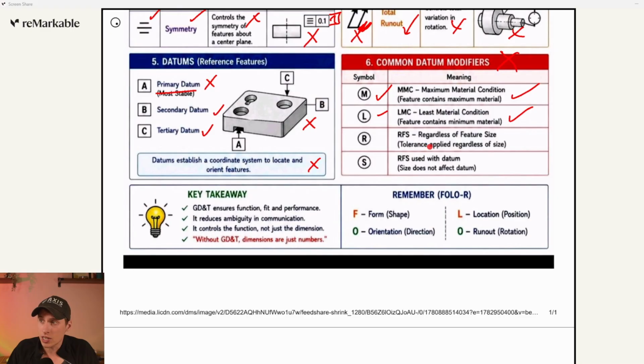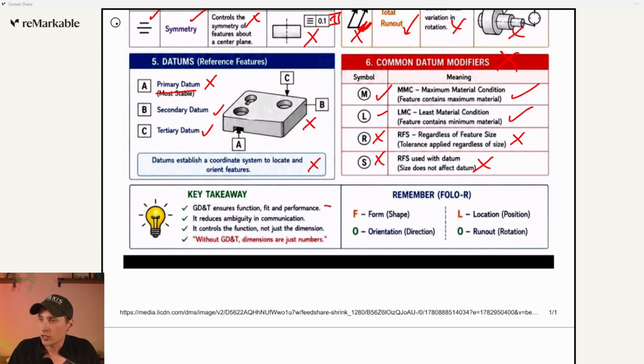RFS, regardless of feature size, tolerance applied regardless of feature size. You might think that's good, but R is actually not the symbol for RFS. It used to be S, and then is now actually just, there is no symbol applied to it. So this is no good, this is no good, and this is no good, but we do jump back to talking about datums. And then key takeaways, GD&T ensures function, fit, and performance.